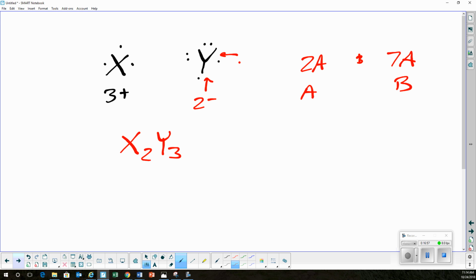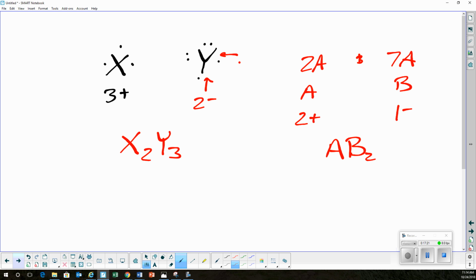Well, again, what's my charge going to be if it's in the 2A column? 2 plus. What's my charge going to be if it's in the 7A column? 1 minus. How am I going to put them together so they add to z equals 0? I need 2 B's. Good. So you should be able to tell them really quickly what's going on.